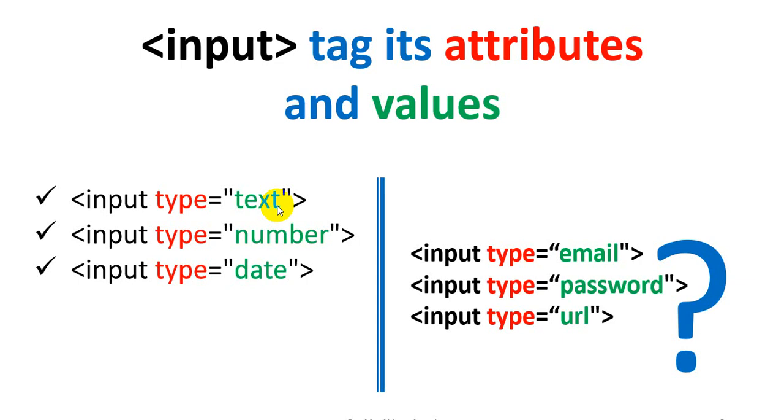It creates a text box. In that text box you can insert any number as well as any text and symbol. In input type equal to number, you can insert only numbers. And input type equal to date is a new feature of HTML5. With input type equal to date, you can insert any date, and it will create a calendar. After that, we saw input type equal to email. If you want to enter an email ID, you can enter it there.